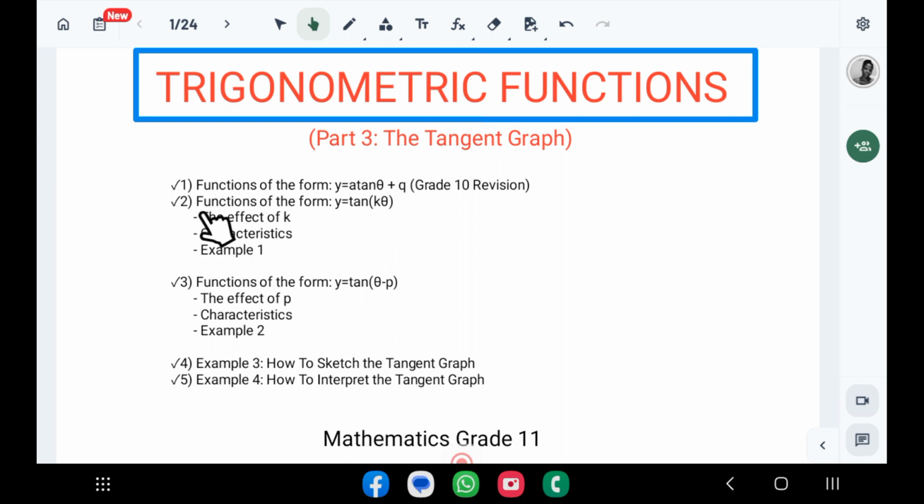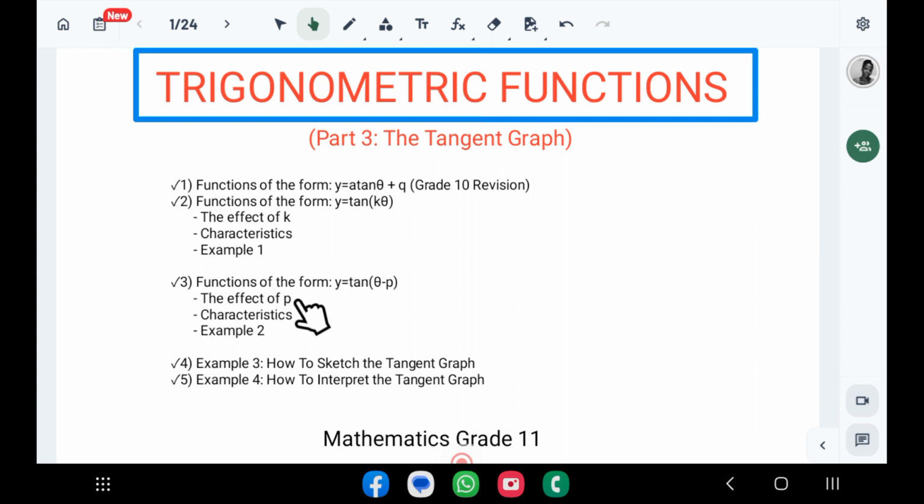Number 2, we're going to look at functions of the form y equals a tan k theta. We're going to look at the effect of k, the characteristics, which is basically your domain, your range, your asymptotes, and so on and so forth. And we're going to look at example 1, which illustrates how you work with examples of this type of form.